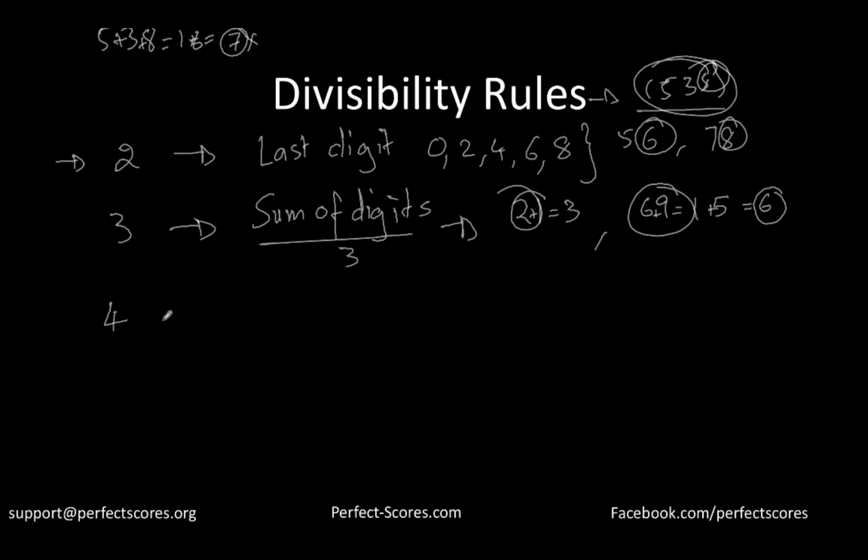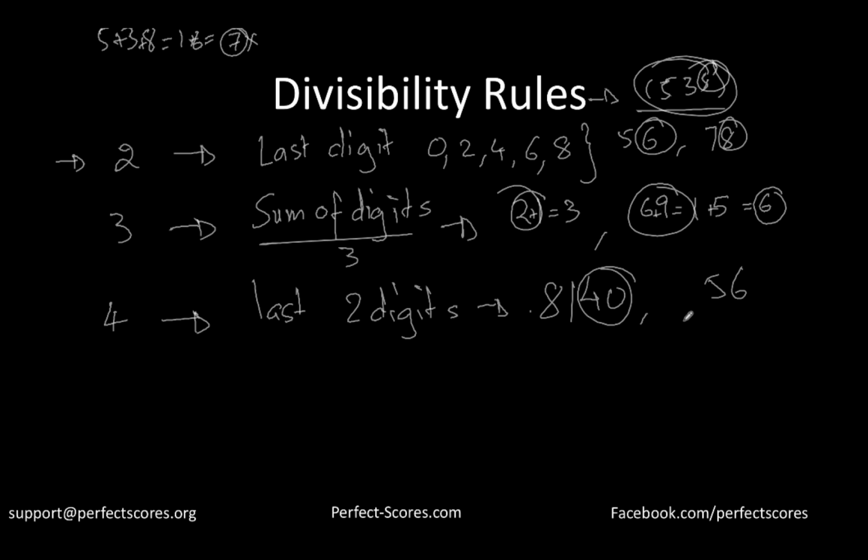Let's talk about 4. For 4, the last two digits have to be divisible by 4. If the last two digits are divisible by 4, then the number is divisible by 4. Let's say, for example, 40 is divisible by 4. If 40 is divisible by 4, then 140 would be divisible by 4, 8140 would be divisible by 4. Pretty much any number ending with 40 will be divisible by 4. If 56 is divisible by 4, then 356 would be, then 536 would be. So if the last two digits are divisible by 4, the number is divisible by 4.